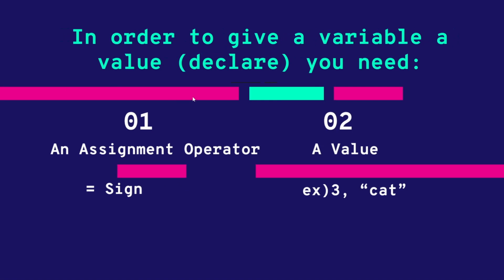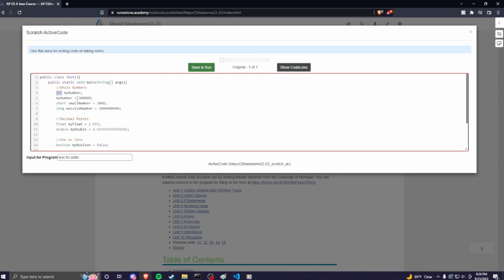In order to give a variable a value, this is called declaring, you need two things, an assignment operator and a value, okay? So an assignment operator to our human eyes looks like an equal sign, and a value is basically whatever value you want to store here. So you have the name of the variable, which is just declared in this line, is assigned to this value using the equal sign, right? So in other words, this name correlates to this value, okay?